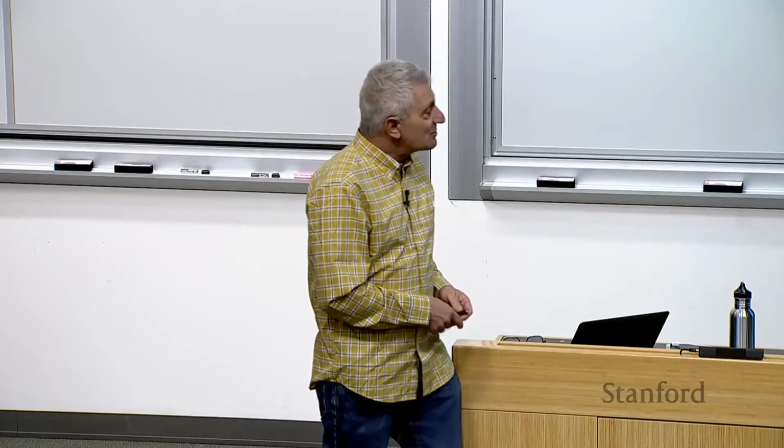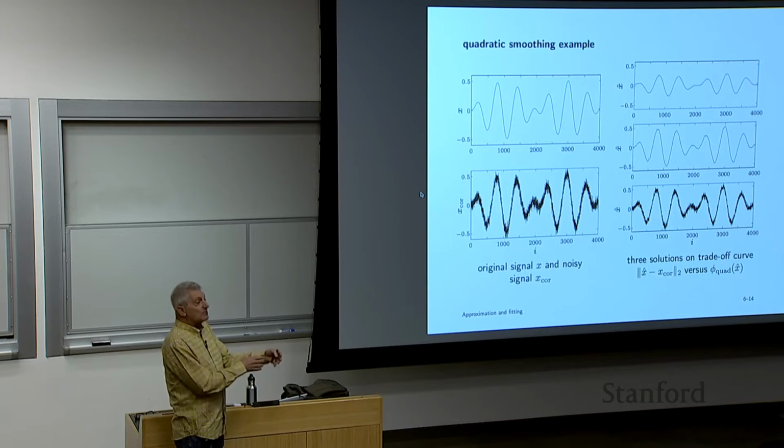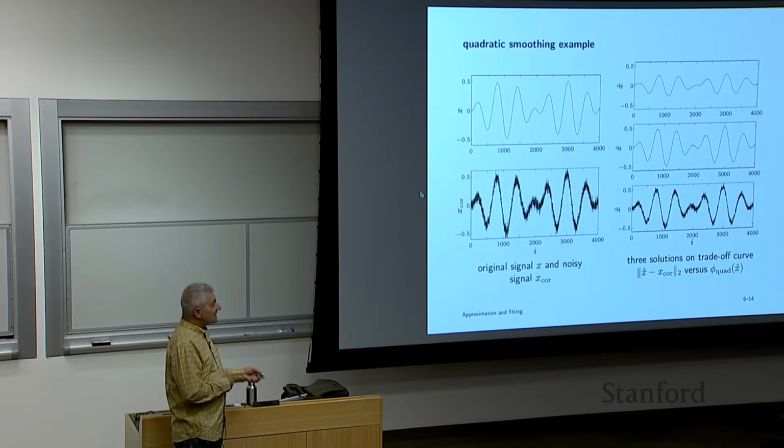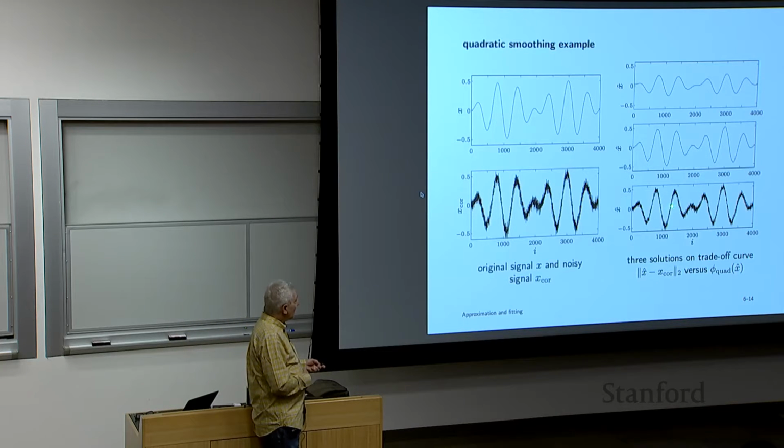Then here are some examples. You have a trade-off where you're trading off two things: how far you deviate from what was given to you, that's this term, and the second term is how small the smoothing cost is, in this case quadratic. And you can see, this is with the quadratic component relatively high here.